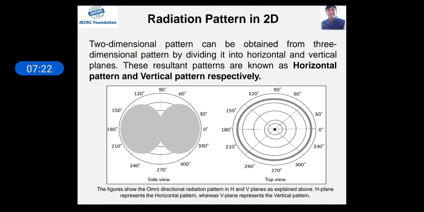It can be obtained by dividing into horizontal and vertical planes. The resultant patterns are also known as horizontal and vertical patterns respectively. As we can see, it is a polar plot of the omnidirectional antenna in H and E planes.